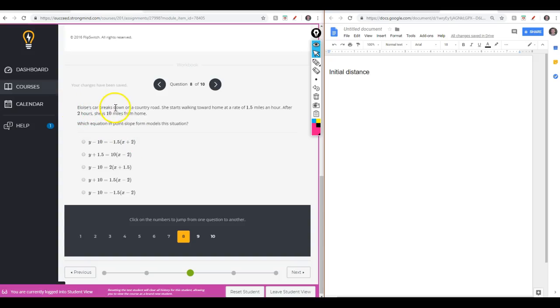Alright, Eloise's car breaks down on a country road. She starts walking toward home at a rate of 1.5 miles an hour. After 2 hours, she is 10 miles from home. Which equation in point-slope form models this situation?